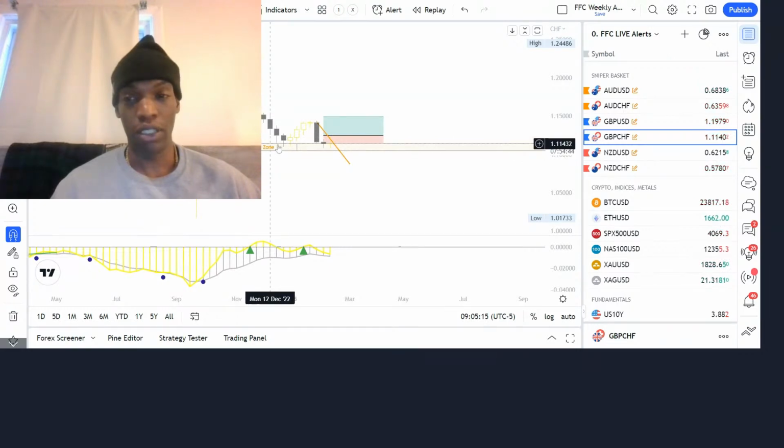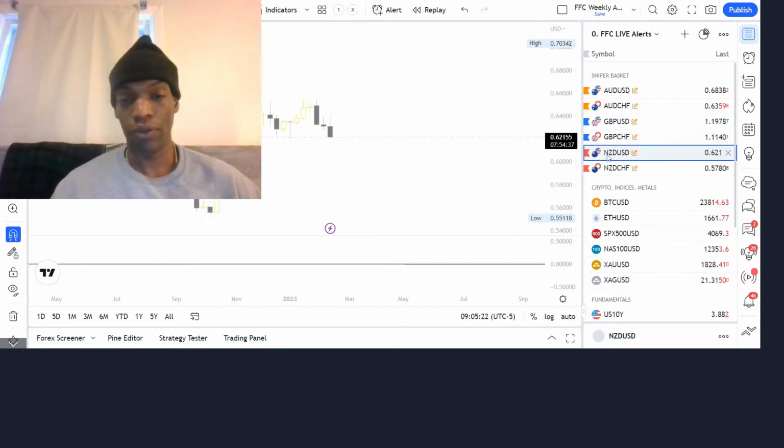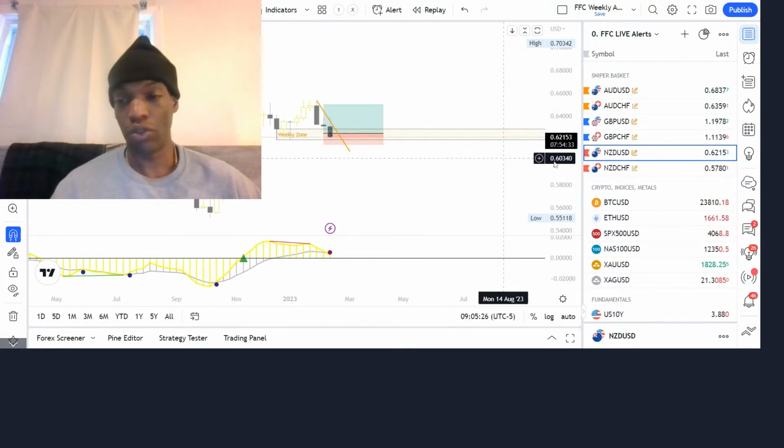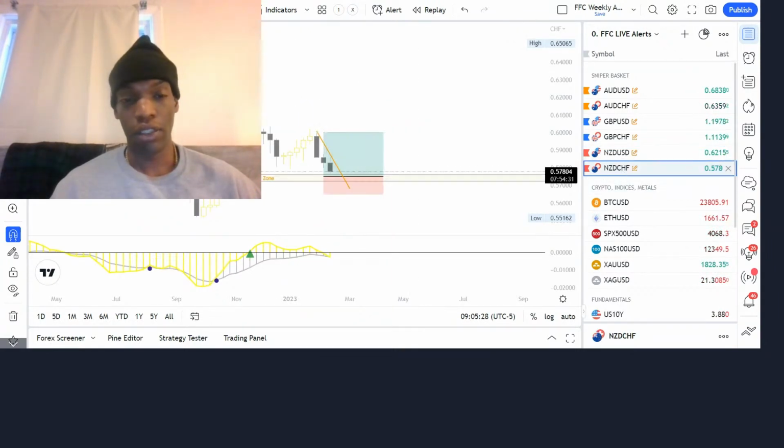For those in my team, I'm going to review why I started drawing my zones like this. So hopefully it'll make sense for y'all. All right. NZD/USD in the zone as well. And then NZD Swiss franc in our weekly zone.